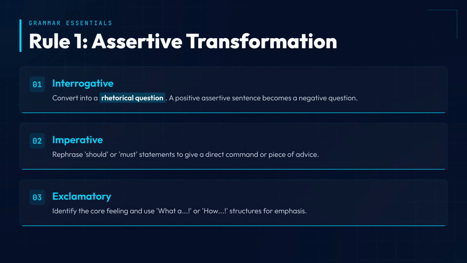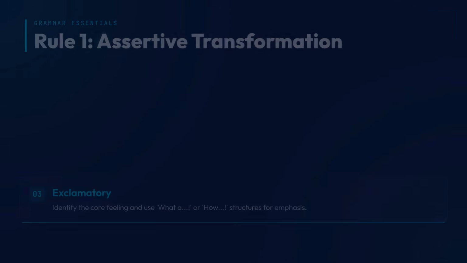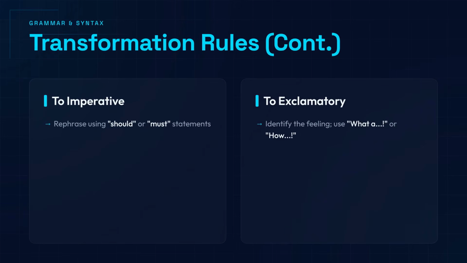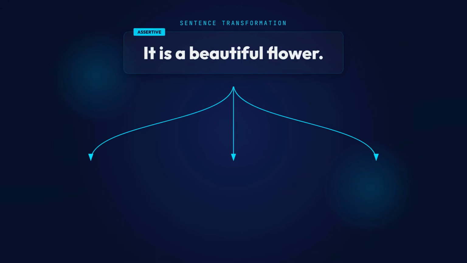A positive, assertive sentence becomes a negative question. To imperative, rephrase should, must as a command. To exclamatory, identify the feeling and use what, a, or how. Let's see examples. Example 1.